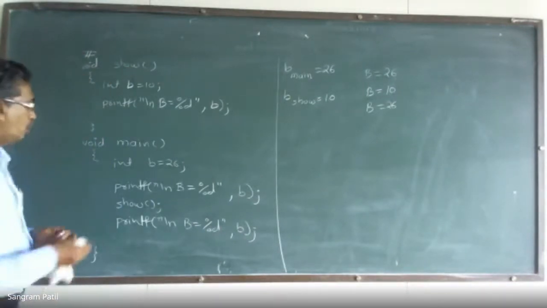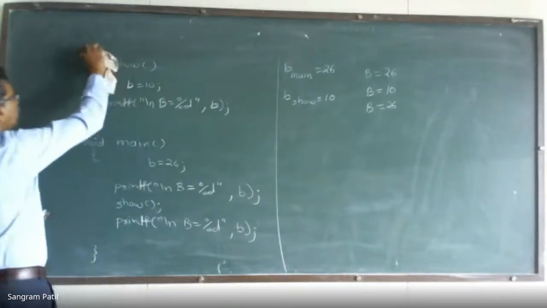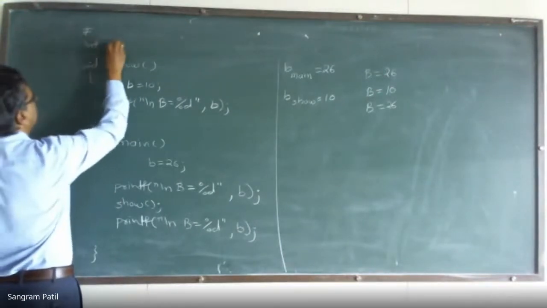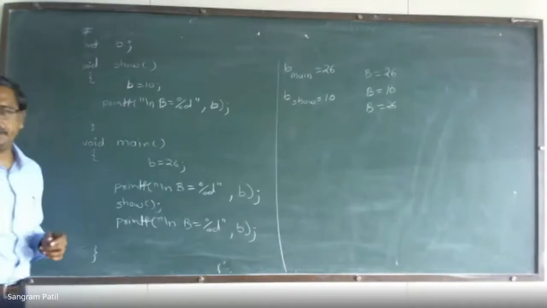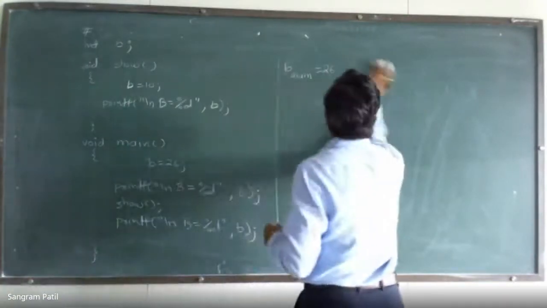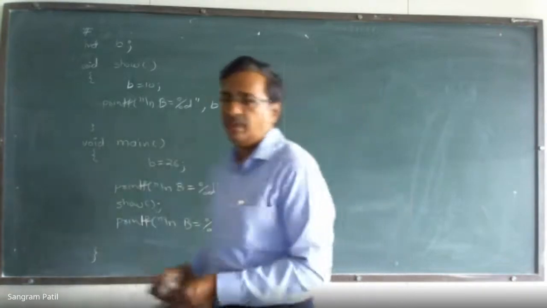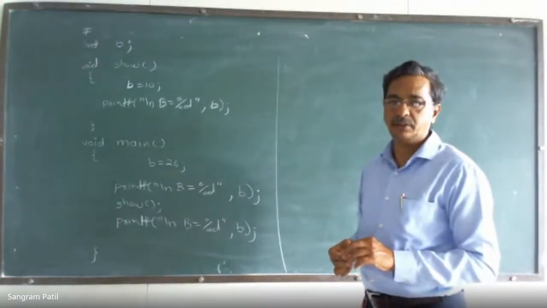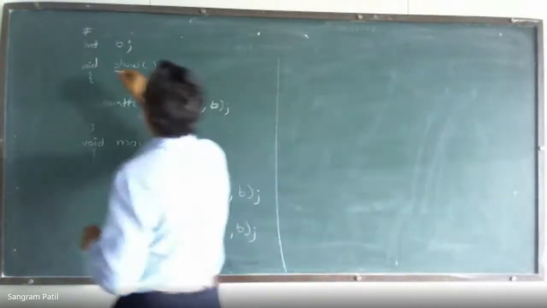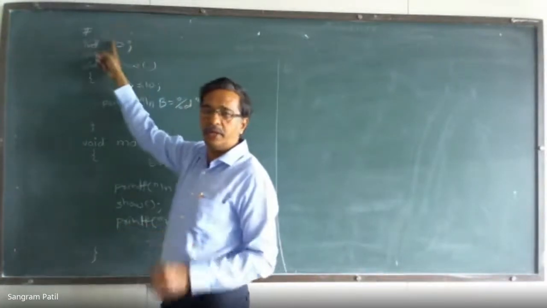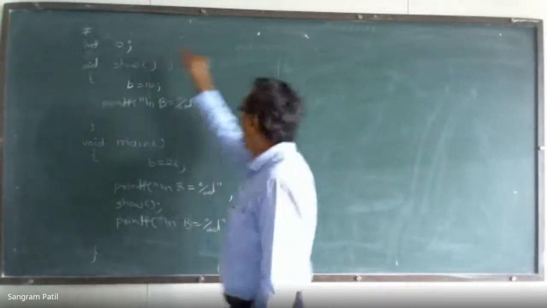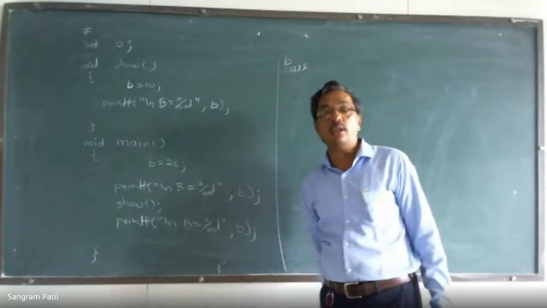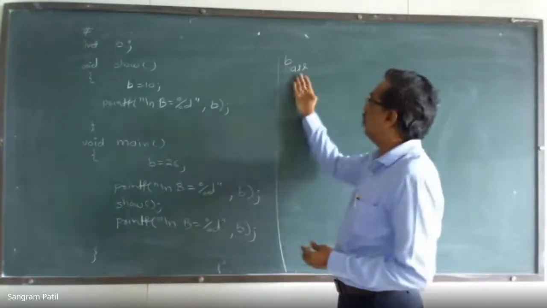We have one concept called global. Integer b. Now this b is declared before the function and after hash include. This is called a global variable declaration. Now, if we try to execute this program, first of all, hash include, integer b. When this statement is executed, the compiler declares b throughout the program for all the functions and the main program. So I am using here: all.